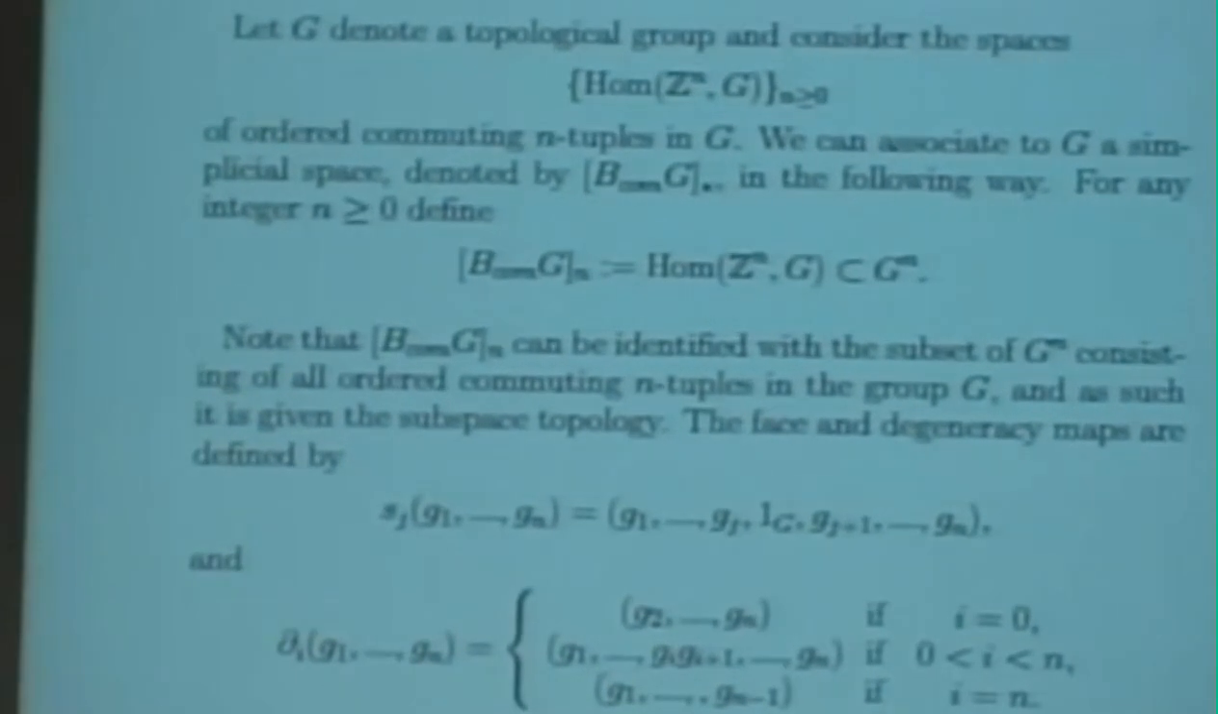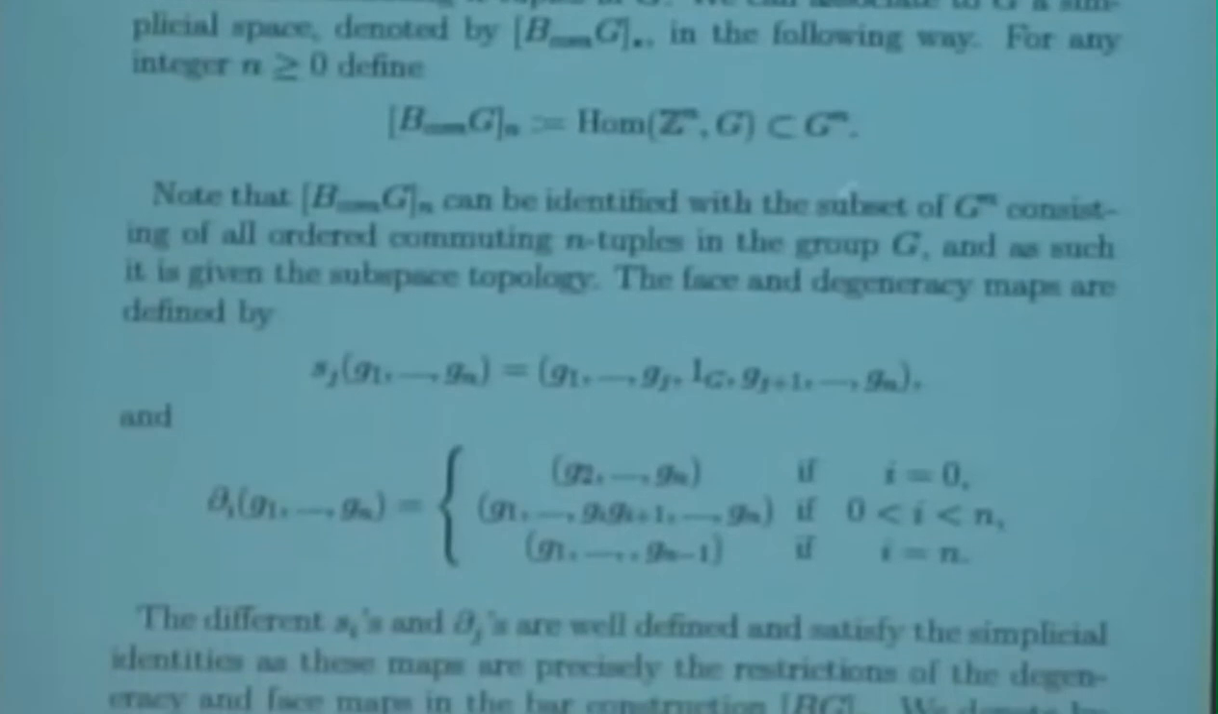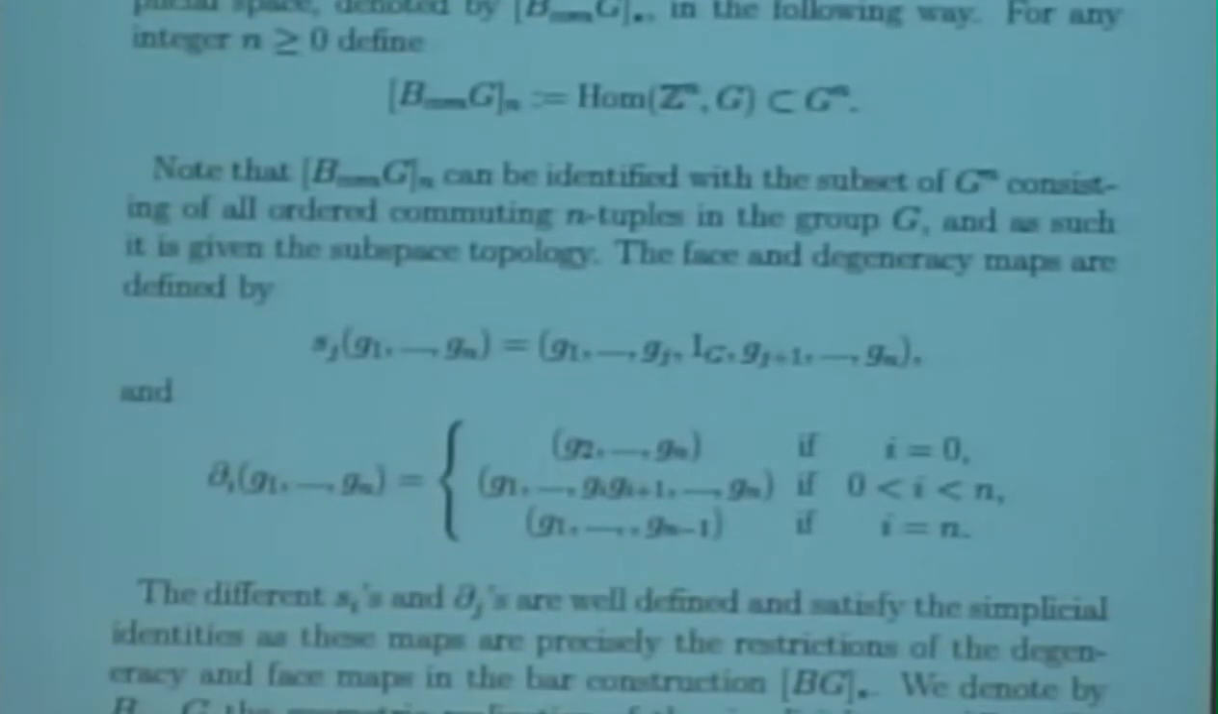And what you're going to do is assemble these into a simplicial space. So we consider the nth term of this simplicial space, and we're going to call it B_comm(G). It's going to be precisely these ordered commuting n-tuples contained in the Cartesian product and topologized that way. And here we assume that G is a topological group, and let's assume that the identity element is a non-degenerate base point.